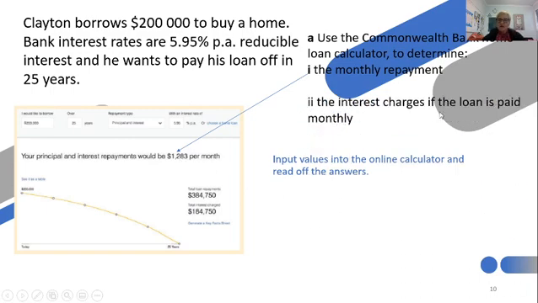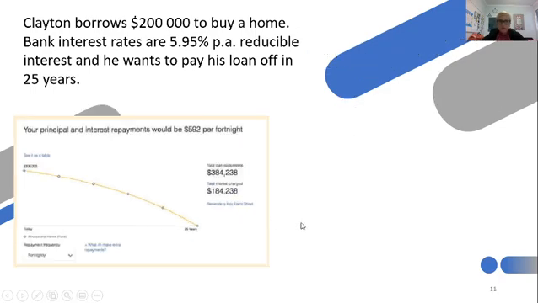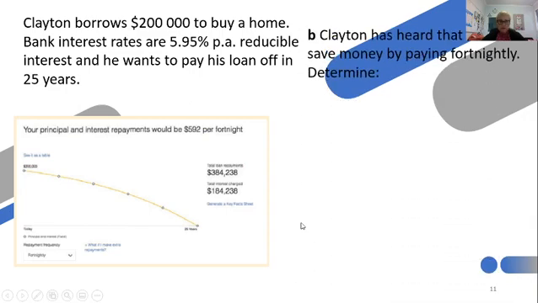Okay, then the interest charges if the loan is paid monthly. So over here, you can see what the interest is paid. There it is, and you would answer that. Right. B, Clayton has heard that he can save money by paying fortnightly. So determine, first of all, what is his fortnightly repayment?